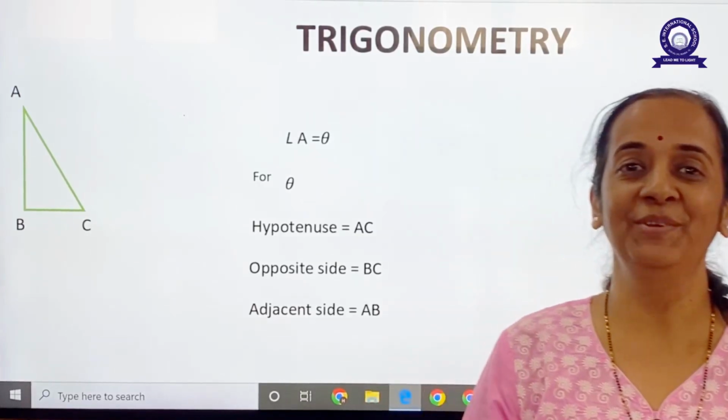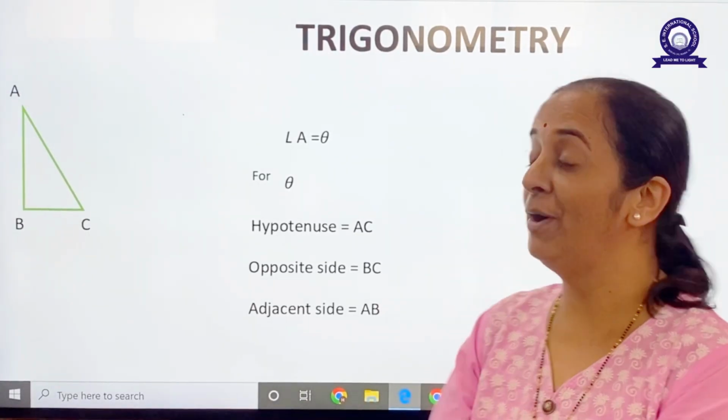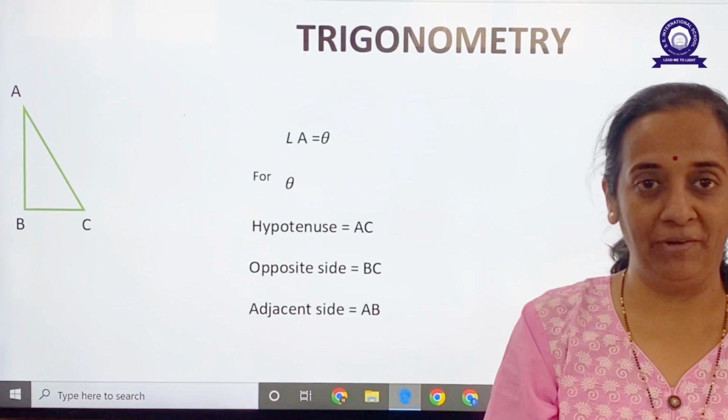Hello students, today we are going to study about the concept trigonometry.